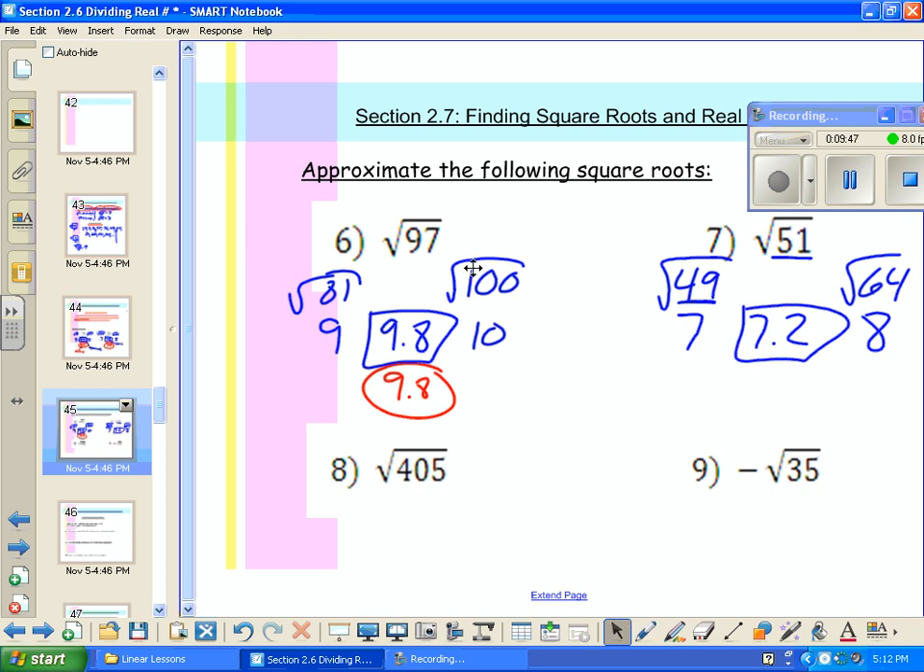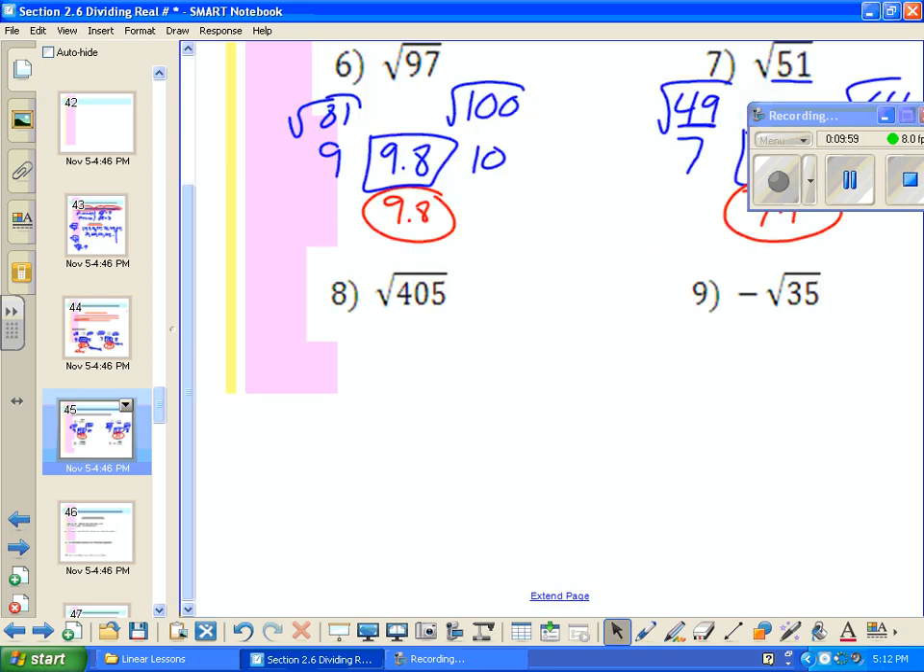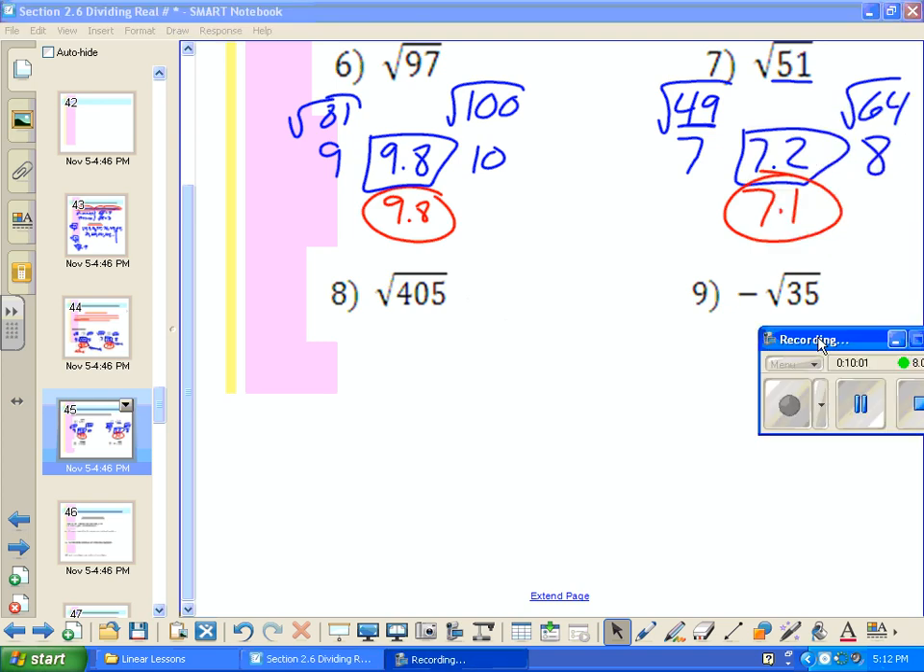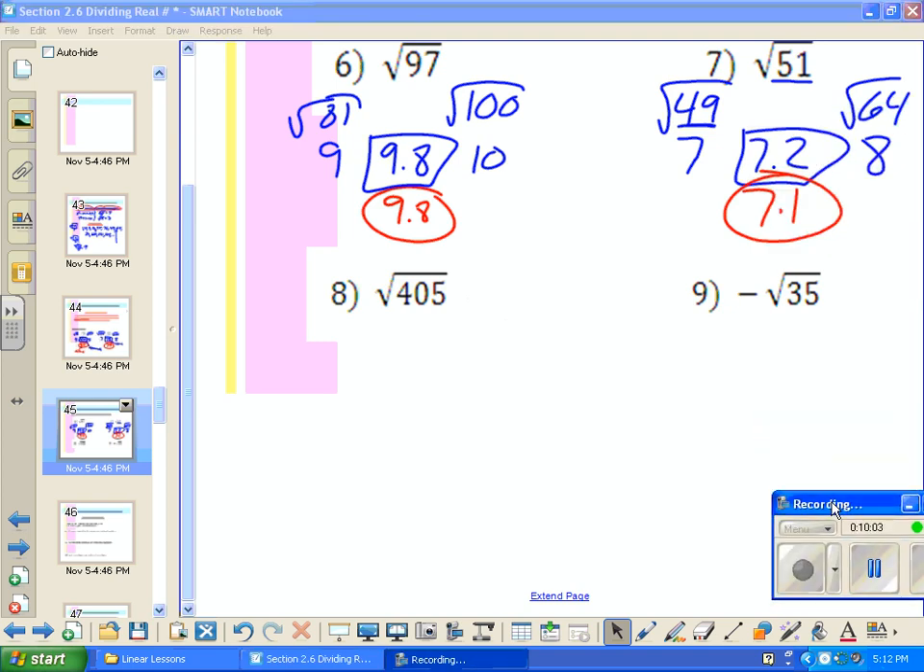As I punch in the square root of 51, it looks like it's actually about 7.1. It's 7.14, so I'm going to stop at 7.1. So again, I would definitely accept that as a close enough guess. If somebody was putting that answer in a quiz or on their homework, that would be close enough for me. Number 8, 405.